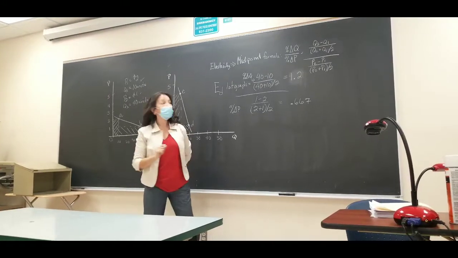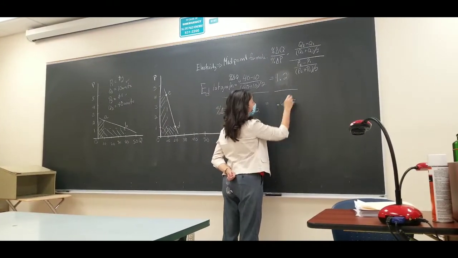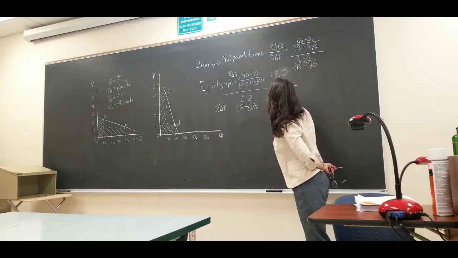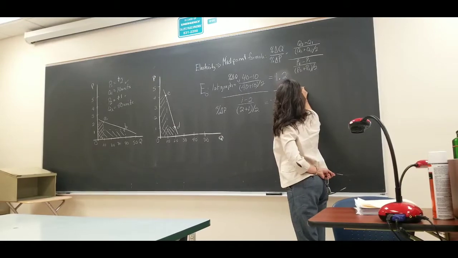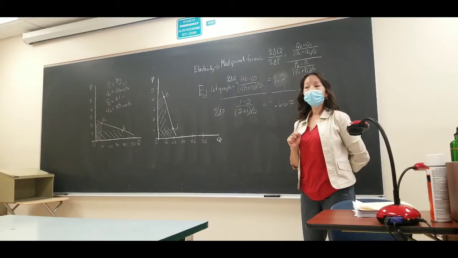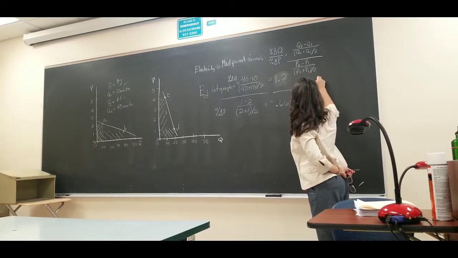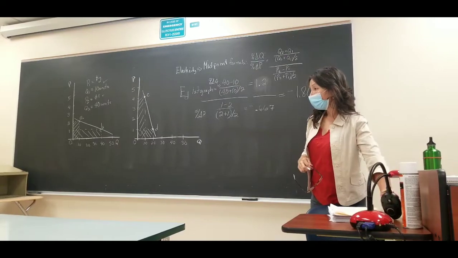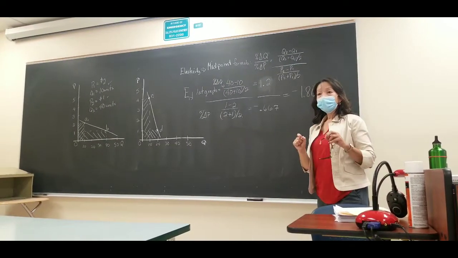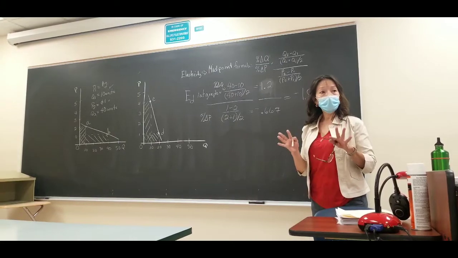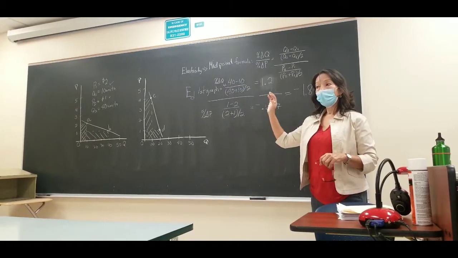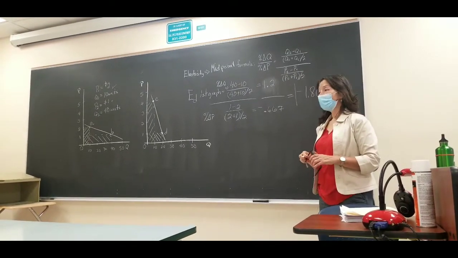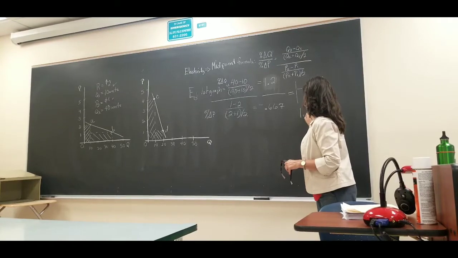Now we need to divide the two. So 1.2 divided by 0.667, and this one is negative and the other is positive. That gives us negative 1.80. So this is our elasticity. Now, elasticity of demand is always expressed in absolute terms, so the elasticity would be 1.8.